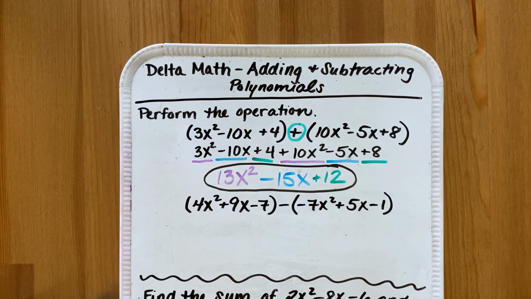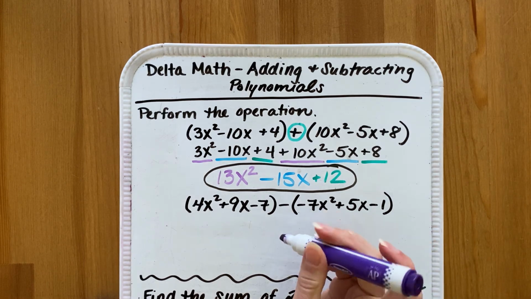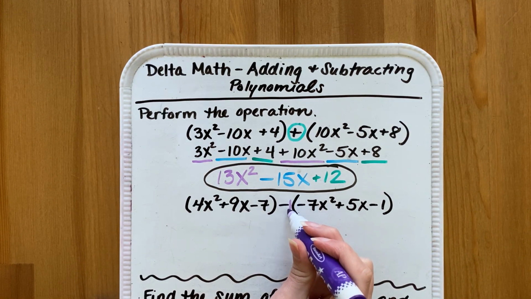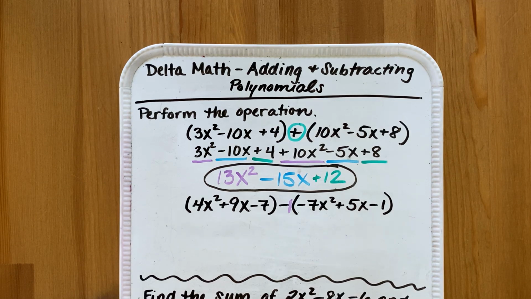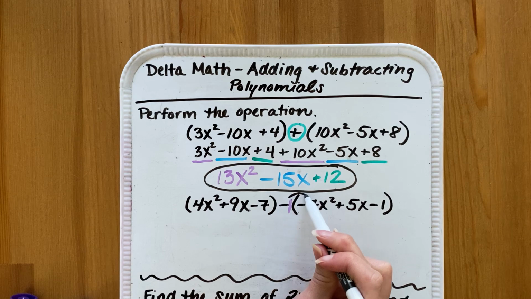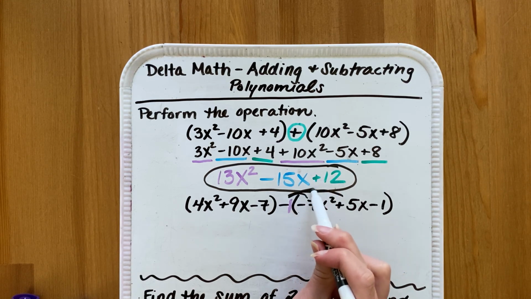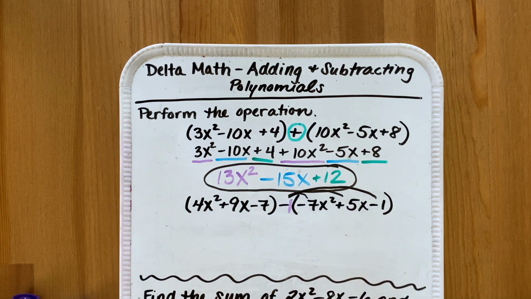Now subtraction is nearly the same. The only difference is because we have a minus sign in the middle, it's like we have a negative 1 happening in front of this set of parentheses. So what's going to happen first is I'm going to use the distributive property and multiply each of the terms in the second set by negative 1. That'll make sure that I actually technically subtract all of those pieces and not just the first one.